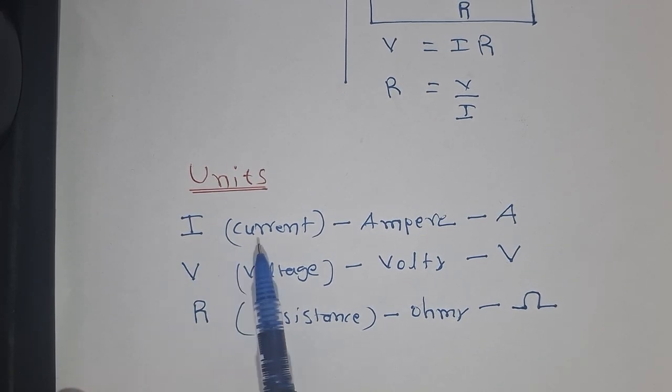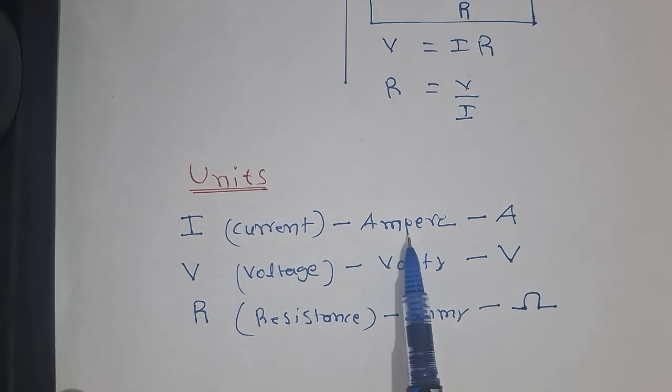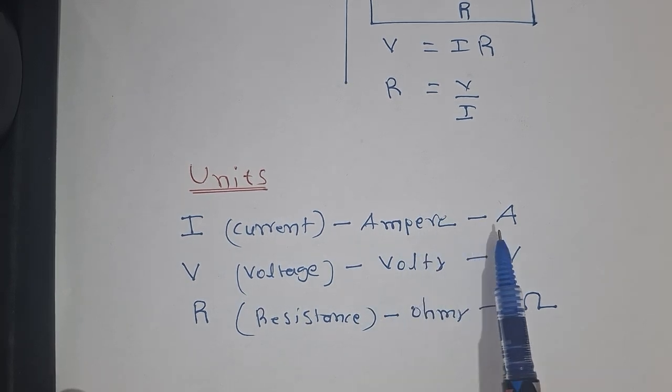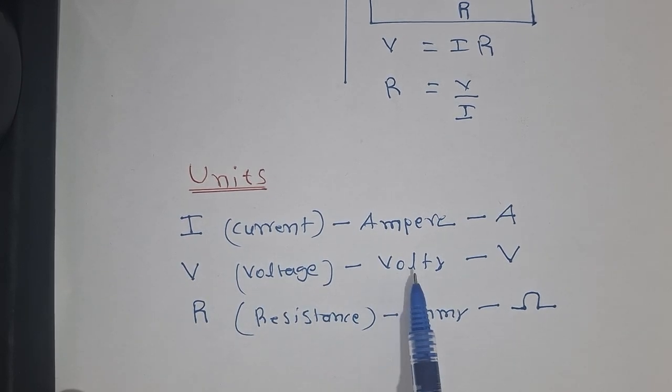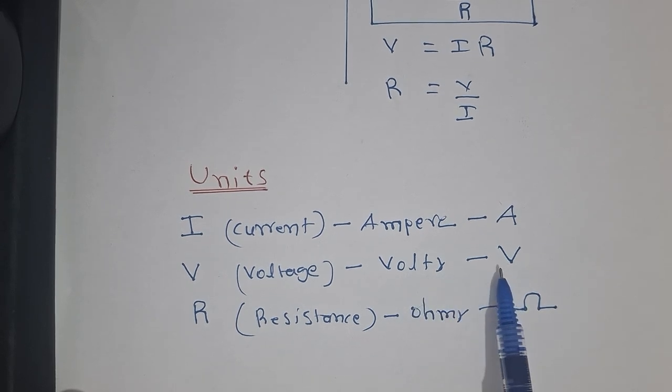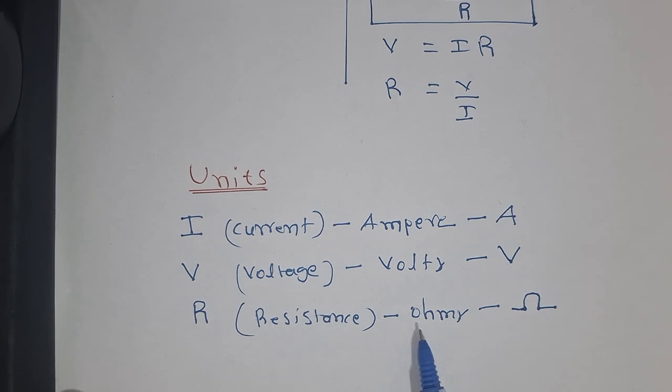Here I is the current, the unit is ampere, and it is represented by capital A. Similarly, V is the voltage, the unit of voltage is volts, and the symbol is V. And next, the unit of resistance is ohm, and this is the symbol of the ohm. So these three units are very important.